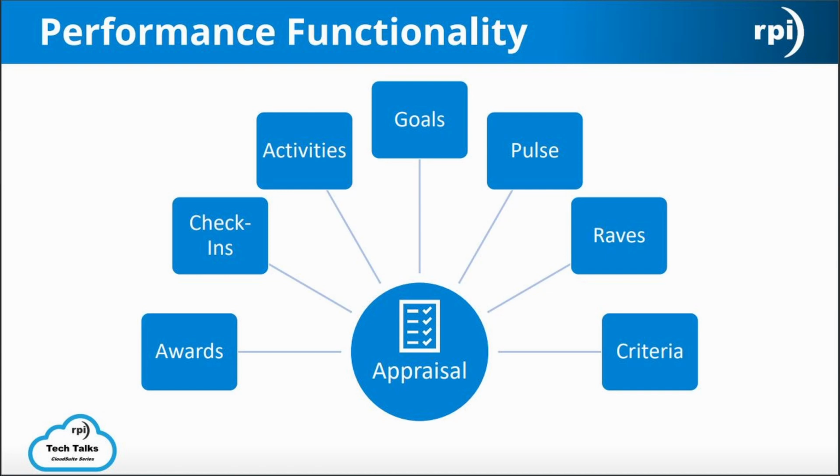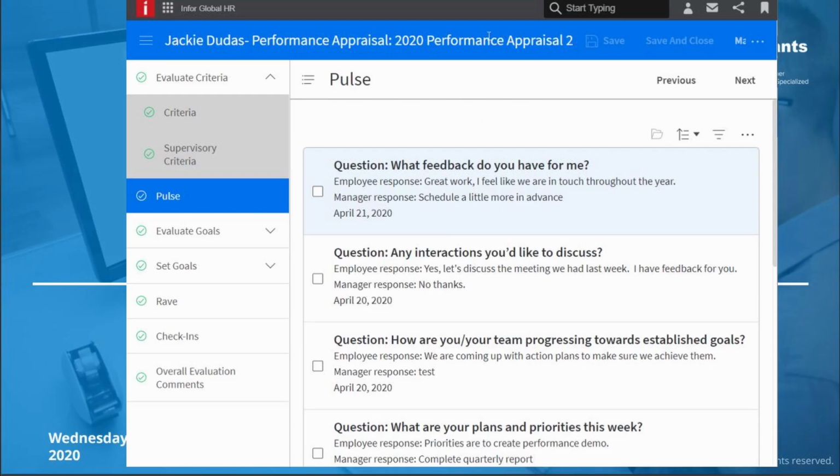Activities are related to learning and development. Goals has always played nicely with performance, and criteria is what you set up as the actual questions or the meat of the performance appraisal. And again, all of that can pull into the appraisal. And this is just a quick view of those items pulled into the appraisal, right?